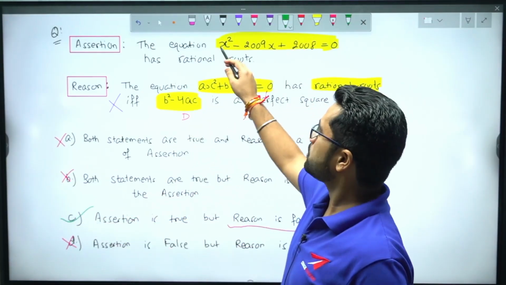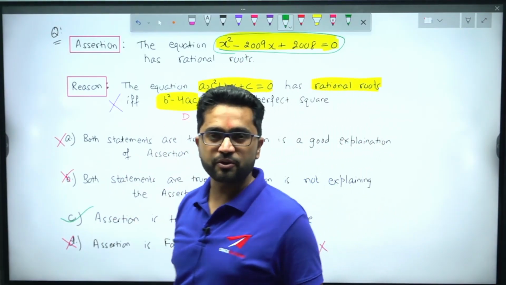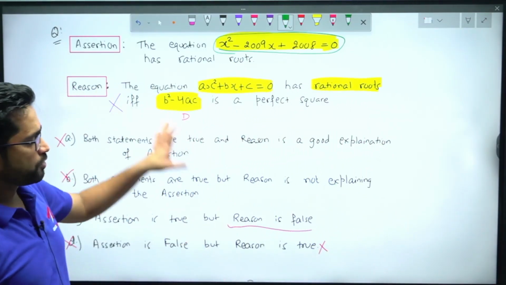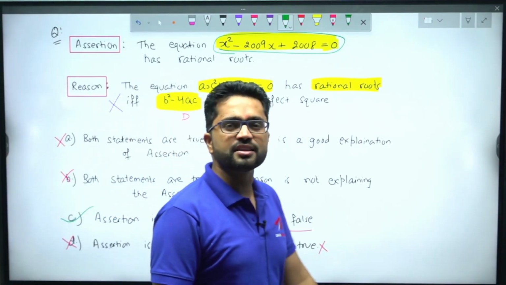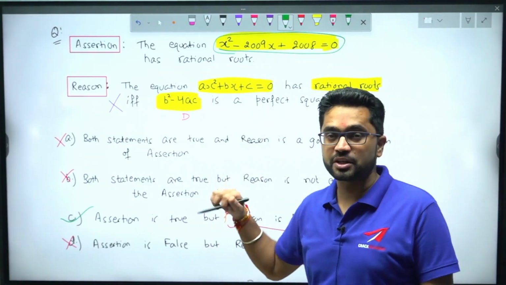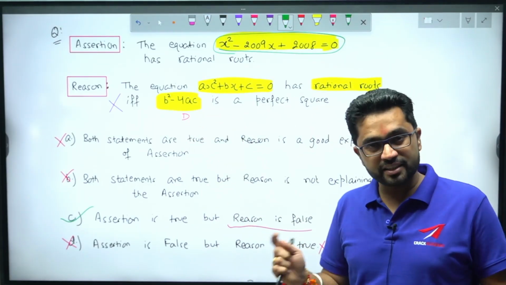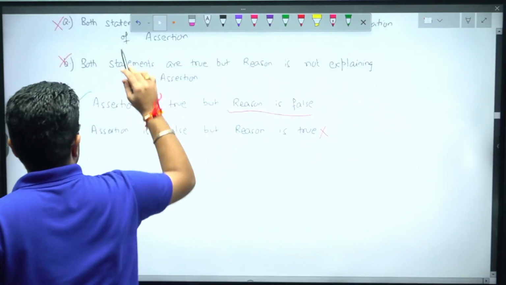So we don't need to find the roots. We don't need to figure out the discriminant, whether it is a perfect square or not. Just go and mark option C, because only one option says the reason is false, and that is a fact, because a, b, c are not stated to be rational. Okay, let's move to the next case, guys.